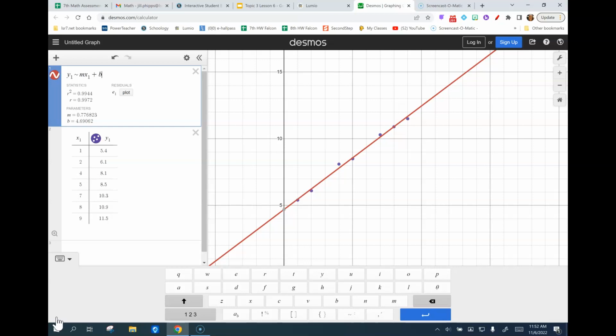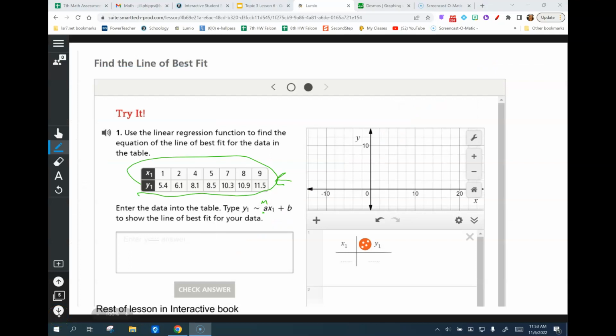And our y-intercept, I'm going to write this down. You might want to write it in your book too. So slope is equal to 0.78 and y-intercept is 4.69. Okay, we're going to put that back in our book and then leave that one there. Don't take that one away because this one's going to give us a lot of data later on that we're going to use. Okay, so let's go back to Lumio. When I say back to Lumio, I just mean back to the program. You're not doing anything. It's not going to look any different.